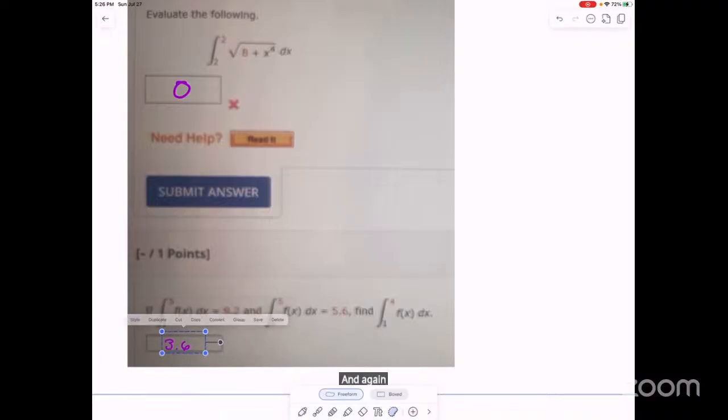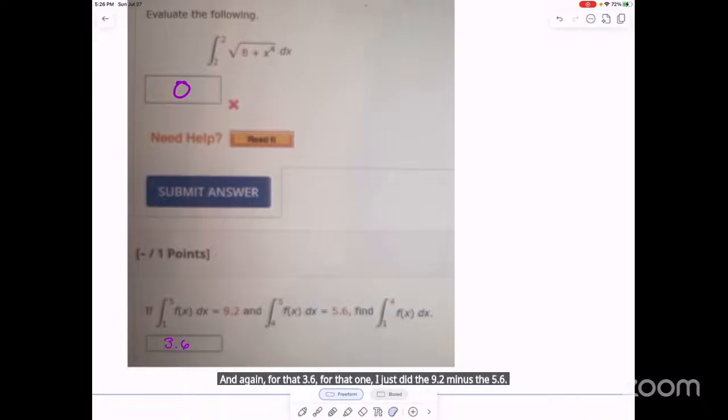And again, for that 3.6, I just did the 9.2 minus the 5.6. And so the area left over was 3.6. Okay, so that's about the best I can do there.